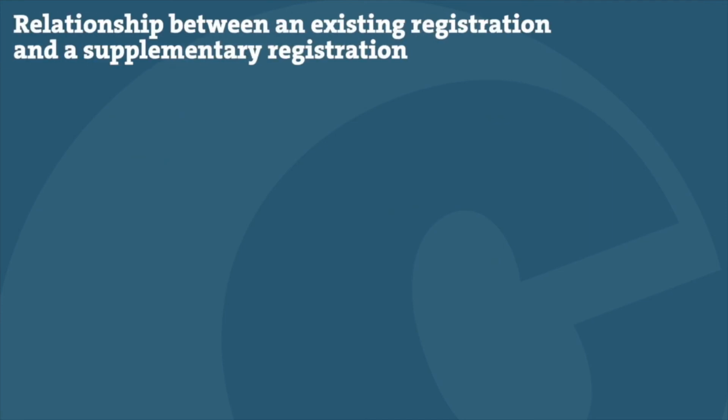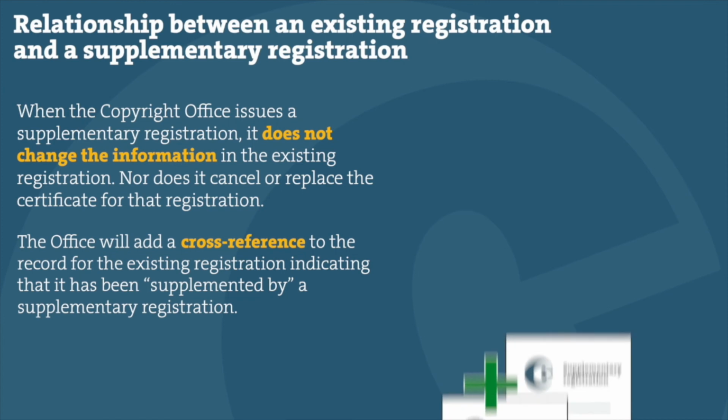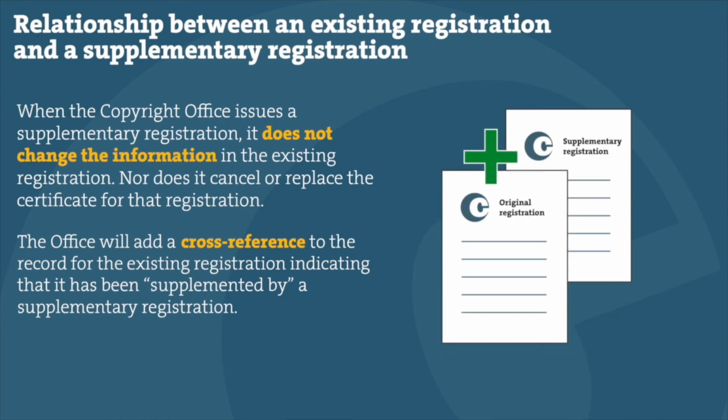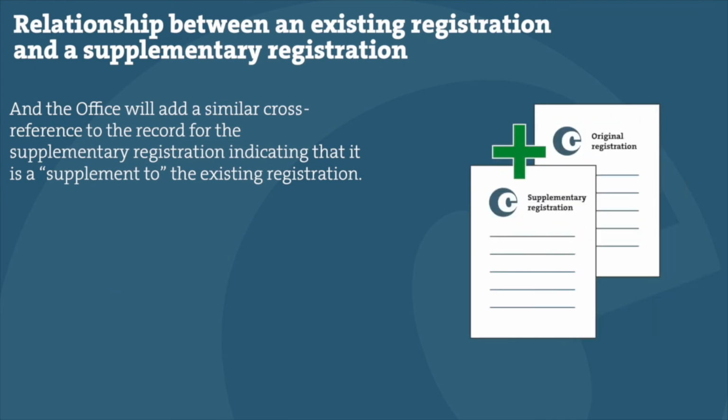Relationship between an existing registration and a supplementary registration. When the Copyright Office issues a supplementary registration, it does not change the information in the existing registration, nor does it cancel or replace the certificate for that registration. The office will add cross-references to the record for the existing registration, indicating that it has been supplemented by a supplementary registration. And the office will add a similar cross-reference to the record for the supplementary registration, indicating that it is a supplement to the existing registration.